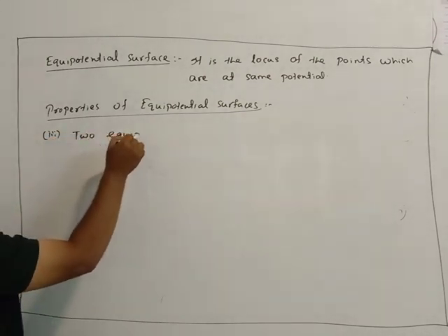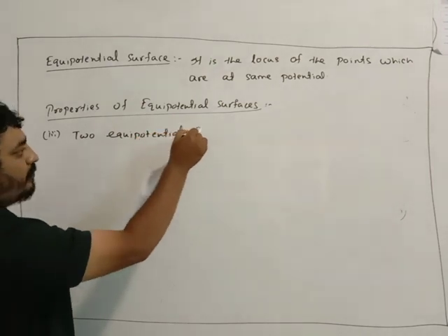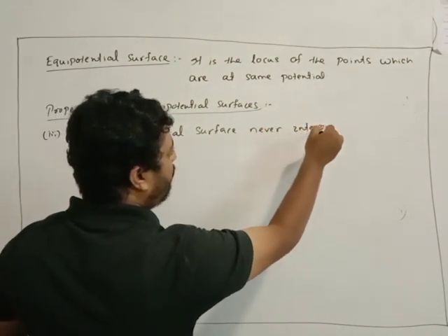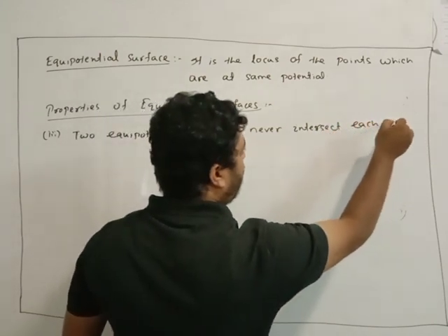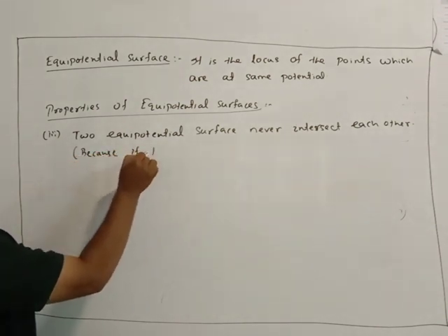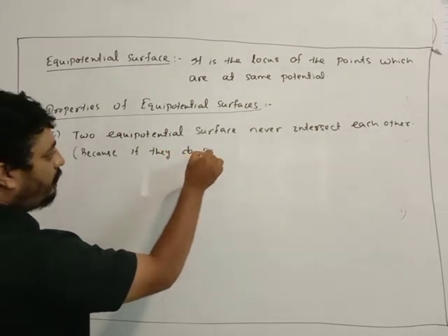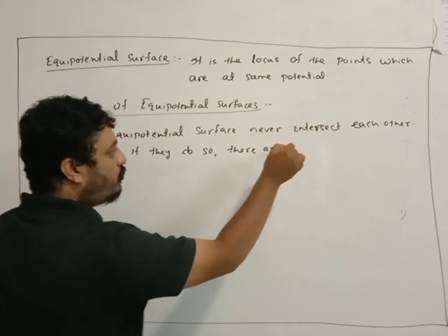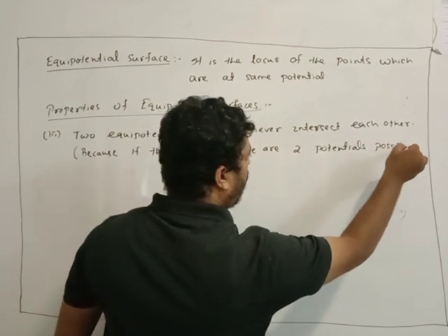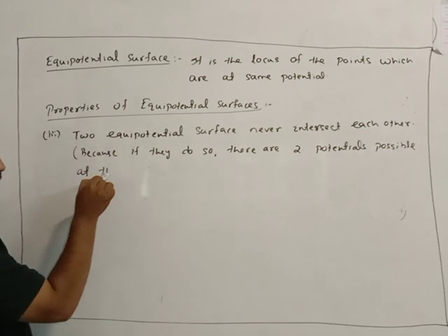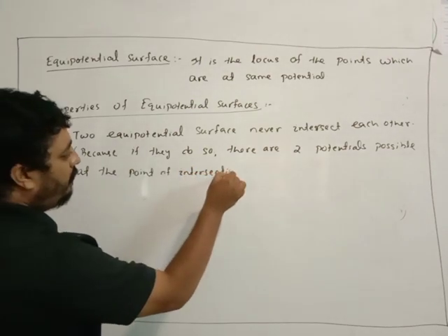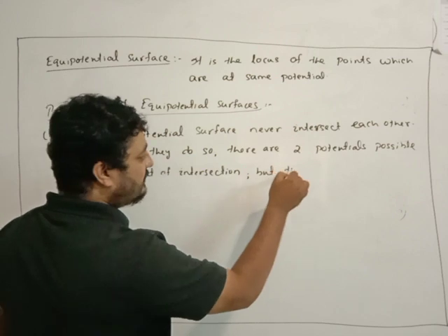Two equipotential surfaces never intersect each other because if they do so, there are two potentials possible at the point of intersection. But this is impossible.